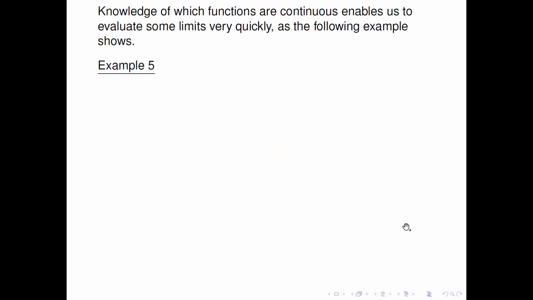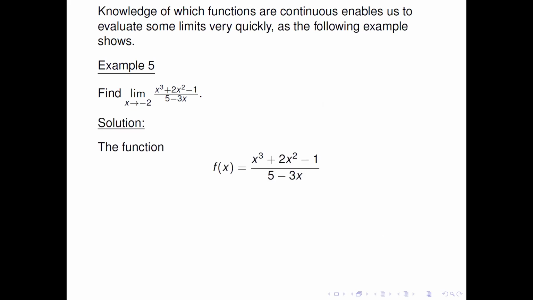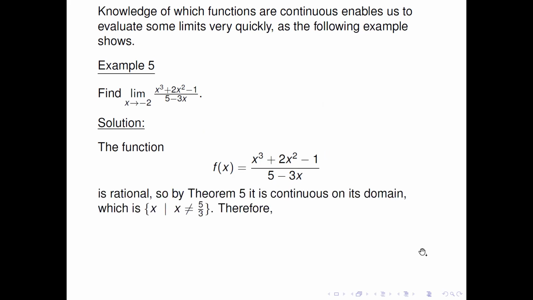So since we now understand what continuity is, we can do certain limit calculations in a very simple way. We can, for example, very simply calculate this expression. We can say the function f(x) is equal to x cubed plus 2x squared minus 1, divided by 5 minus 3x. This is a rational function, and so it is continuous on its domain. Remember what the domain is here? It's simply the set of values wherever this denominator is not zero. So as long as that denominator is not zero, which fails when x is equal to 5 over 3, this expression is continuous at any other x value. And so we can calculate this limit because we know that expression is continuous. We can calculate the limit by simply evaluating the value of the function. That's exactly the definition of continuity.